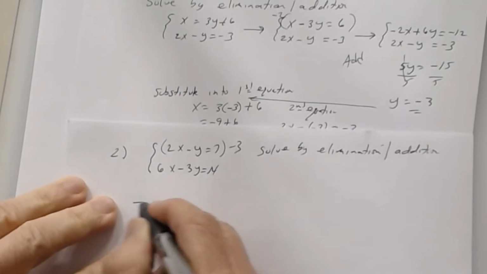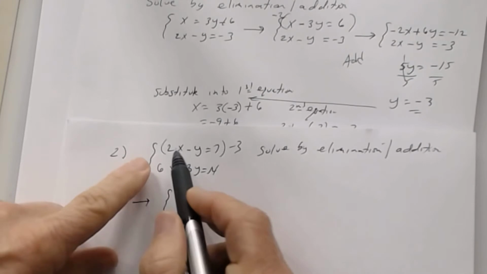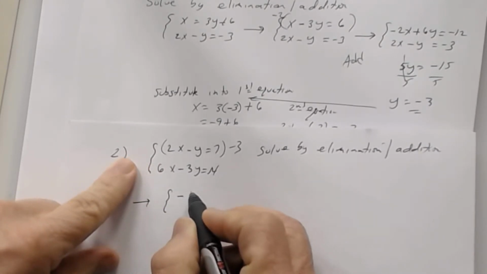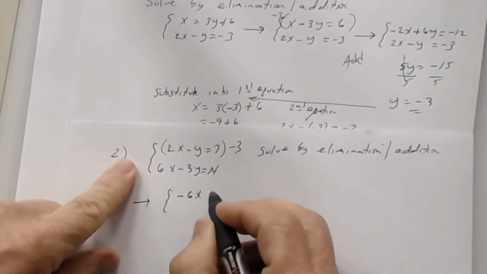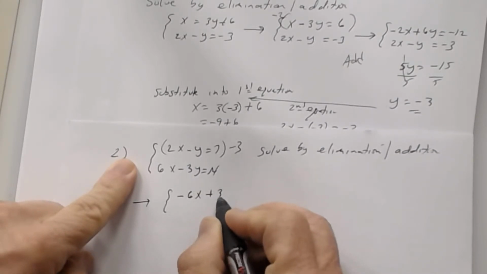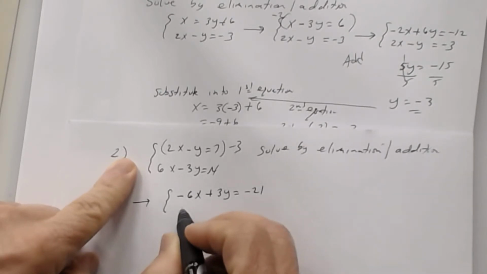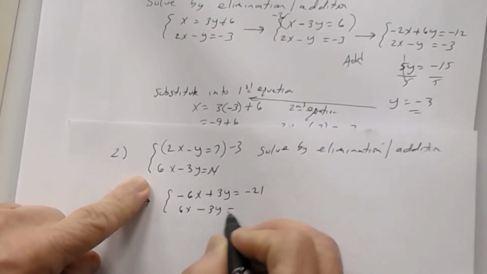And so then I get this new system: 2x times the -3 is -6x. Negative y times a -3, +3y. 7 times a -3, -21. And then the equation at the bottom stays as it is.